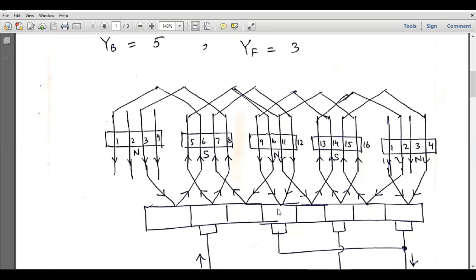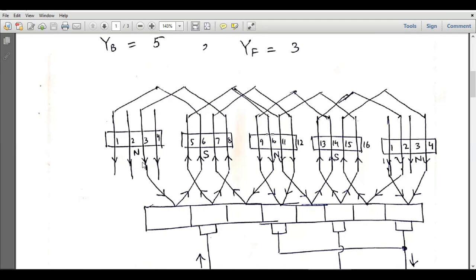Now we will draw the commutator and we will place the insulation between commutator segments. Each coil end will be connected to one unique commutator segment, and between commutator segments there will be insulation, and we have to mark the direction of the current. So in front of the North Pole, we have assumed the direction of current to be downward, and in front of the South Pole, we have assumed the direction of current to be upward.